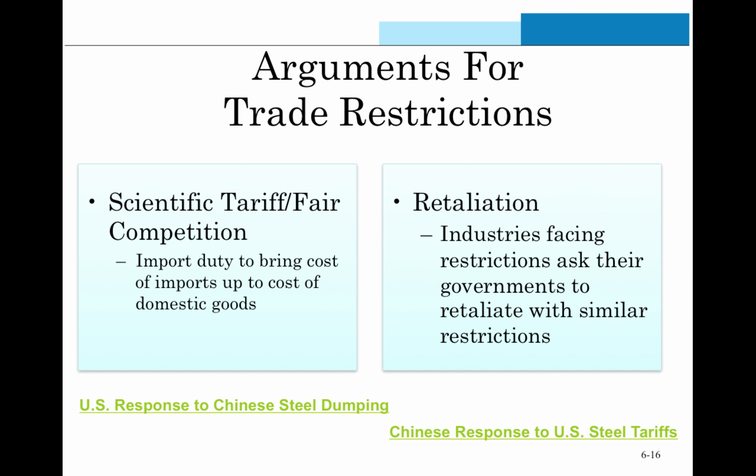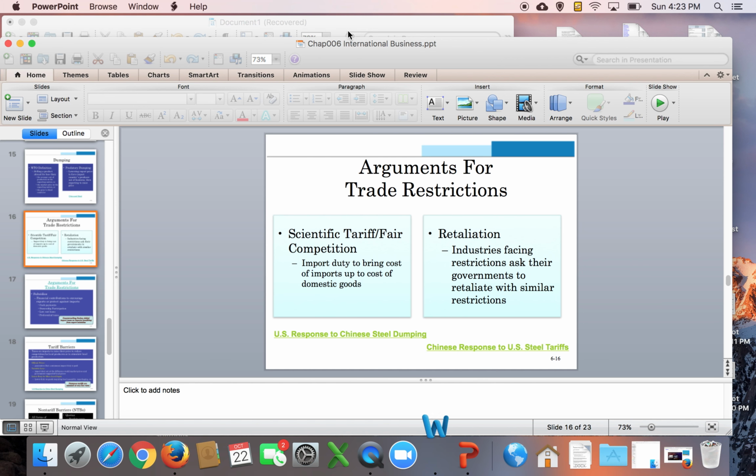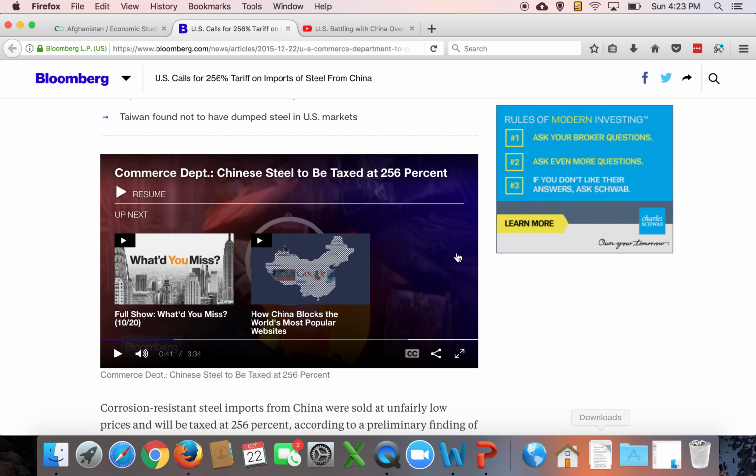And so, what did China do? They then responded with what's called a retaliation. So they took a look at other industries in China that we were selling product into from the United States, and they made a choice to initiate a tariff of their own.